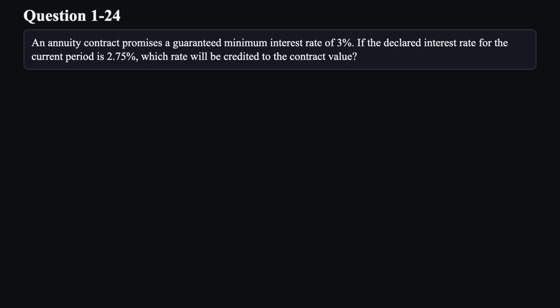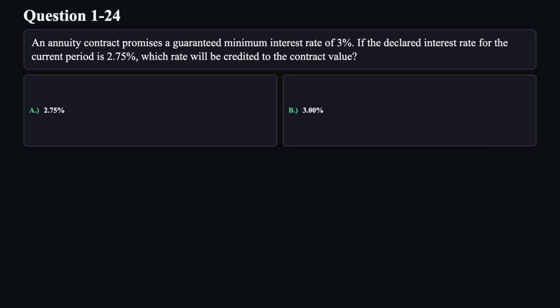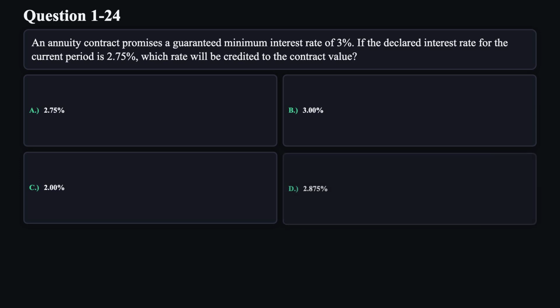Question 24. An annuity contract promises a guaranteed minimum interest rate of 3%. If the declared interest rate for the current period is 2.75%, which rate will be credited to the contract value? A. 2.75%, B. 3.0%, C. 2.0%, D. 2.875%.